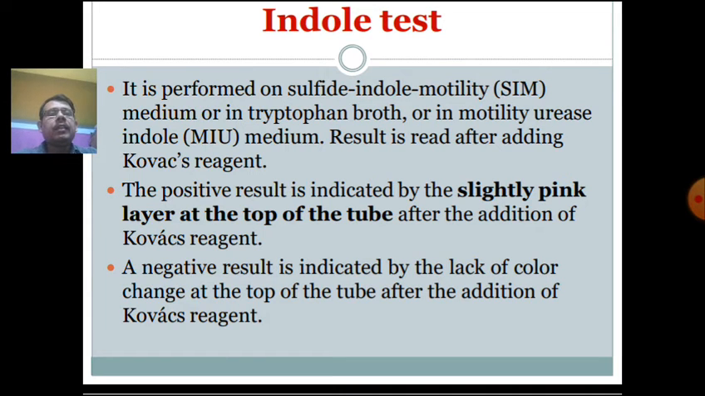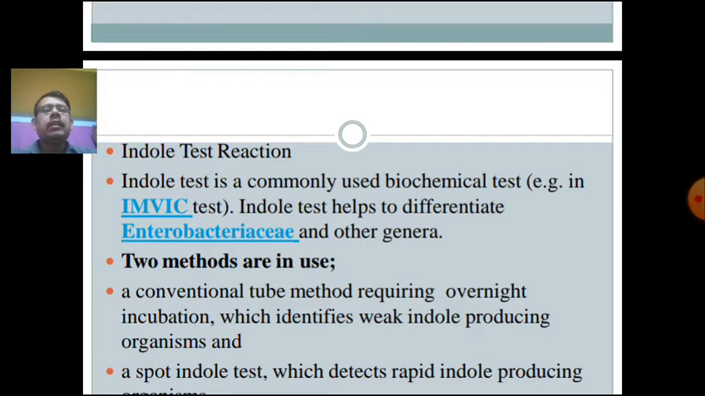The positive result is indicated by a slightly pink layer at the top of the tube after the addition of Kovacs reagent. So in the indole test, Kovacs reagent is the main reagent, which produces a pink color, meaning it is positive. A negative result is indicated by the lack of color change at the top of the tube after the addition of Kovacs reagent. So pink color is the positive test, and if there is no color change, it is a negative test.